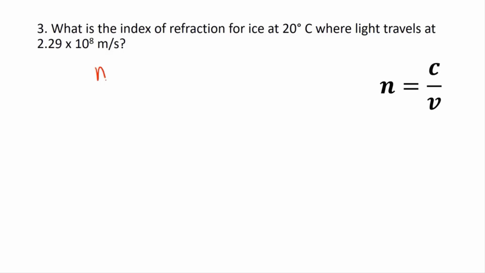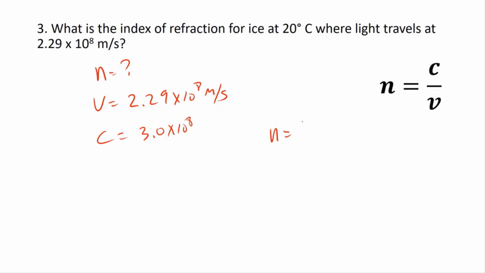What's the index of refraction? So now we're solving for n, for ice at 20 degrees Celsius. This is not going to matter here, and we don't need it here. Light travels at 2.29, so light is not traveling at c. 2.29 times 10 to the 8th meters per second. We still need c, 3.0 times 10 to the 8th.